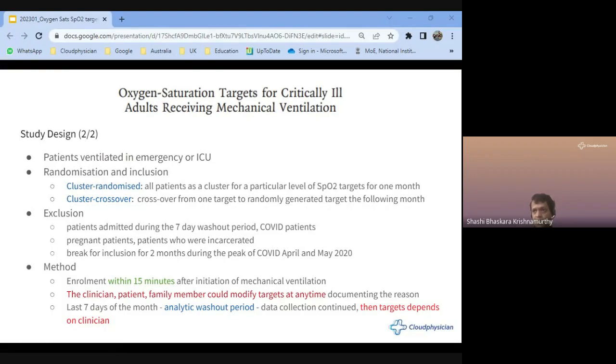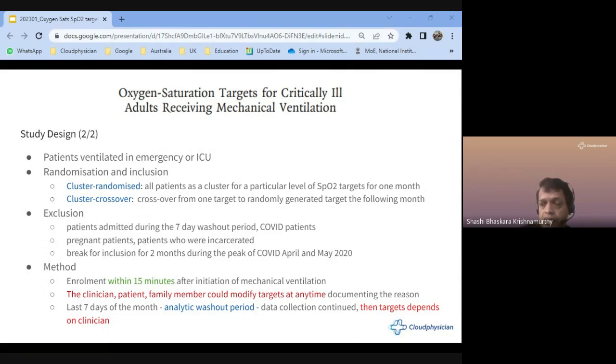Cluster randomized means they took all the patients who were admitted during a month into a particular target group, whether it's the low, intermediate, or the high targets, and then they crossed it over. The cluster crossover was when they changed the targets from one month to the other, and this was computer generated random targets, and the whole group for the next month was taken into the next targets.